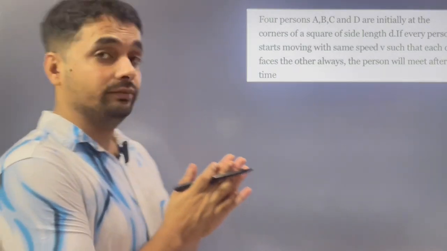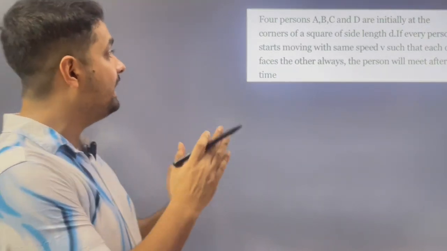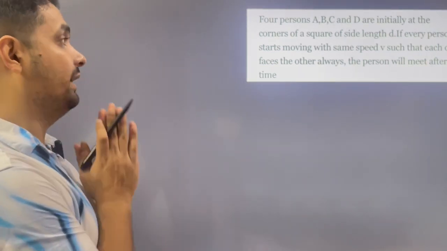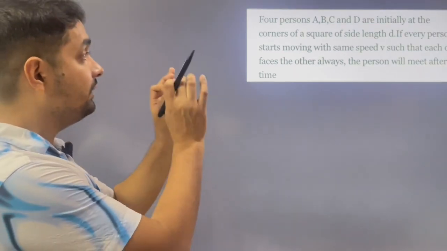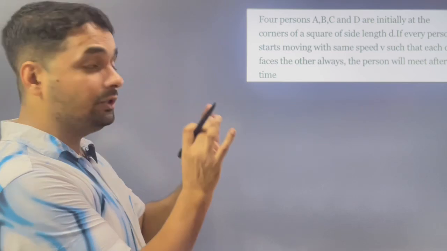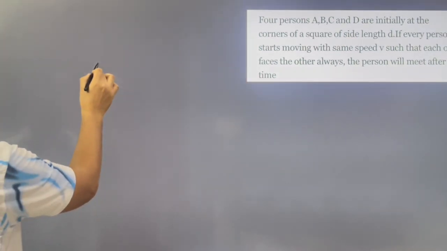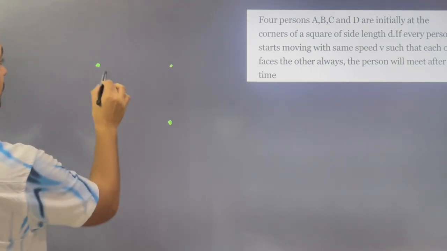So what is the next question? In this question, it's given that four persons A, B, C, and D are initially at the corners of a square of side length D. As I told you, whenever you are reading the question, at the same time you should understand it, and a better way to understand is to draw it. So you just draw it. Here it is on the corners of a square. So let us see, this is the corner of the square.